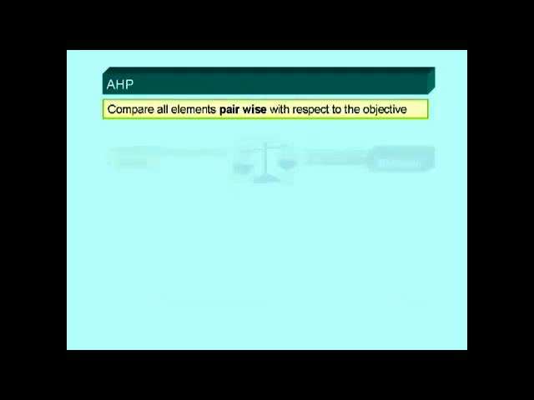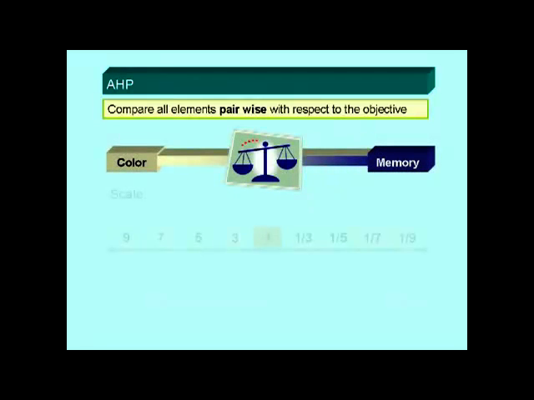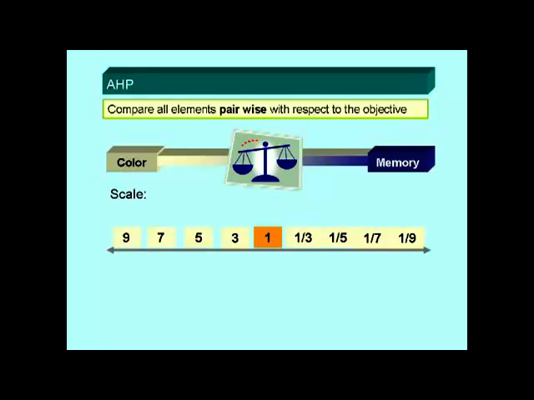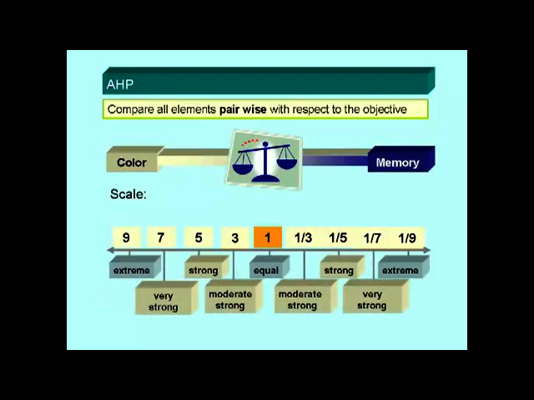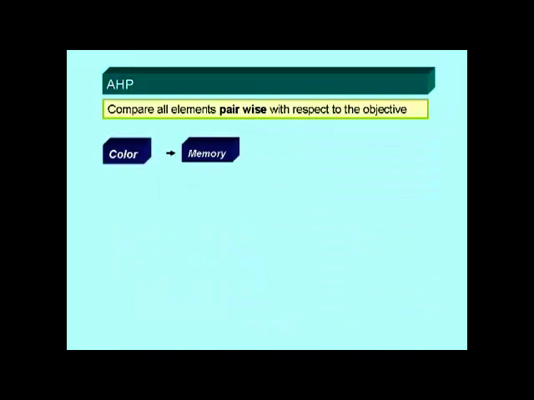You start to compare color with memory, and you are using a scale ranging from 9 to 1/9. 1 means both criteria have same importance, they are equal. 9 means criteria color is 9 times more important than memory. 1/9 means memory is 9 times more important than color. So let's make the comparison. You compare color with memory, and in your opinion memory is 3 times more important than color. So on the scale you will have 1/3.